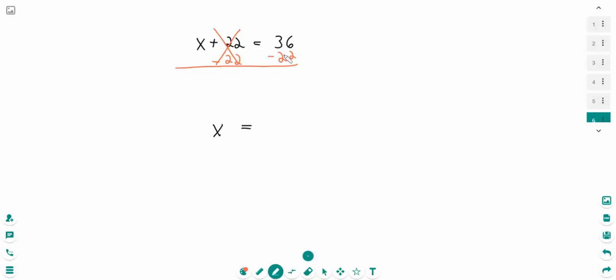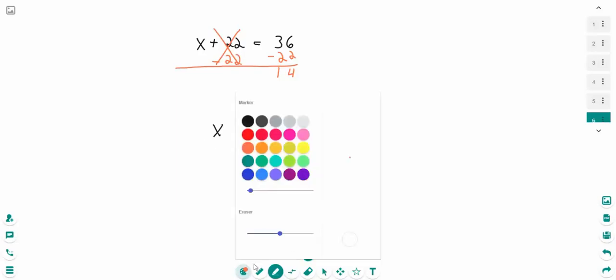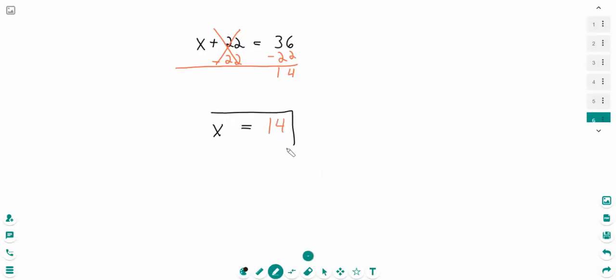On the other side, we have to take the 36 minus the 22, which is going to give us what? 14. So we have x is equal to 14. That is our equivalent equation that we've just created. Just like we created those other equations, we've just created this equivalent equation. But the beauty of this one is that x is all by itself, thereby revealing what x is. X is 14. So it's also giving us the root to the equation.